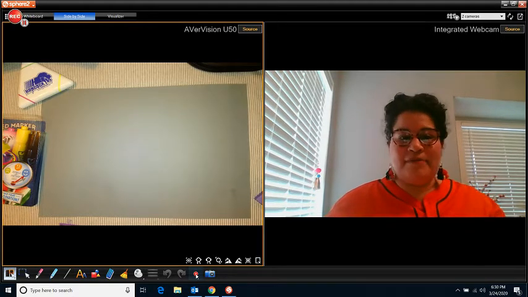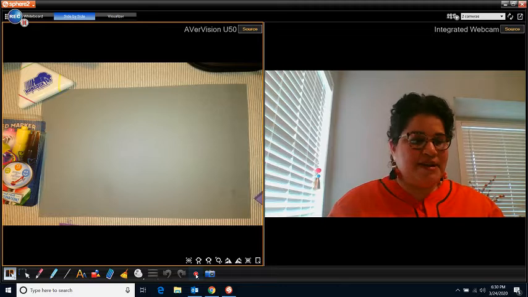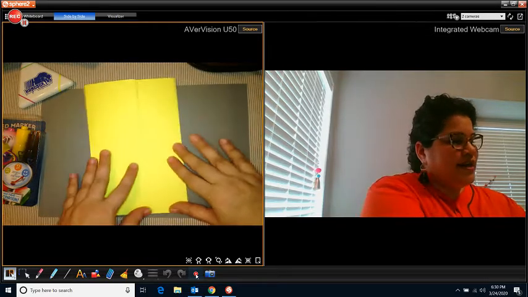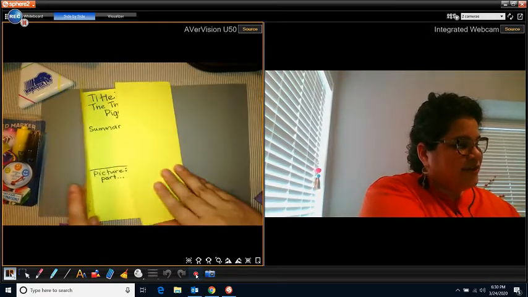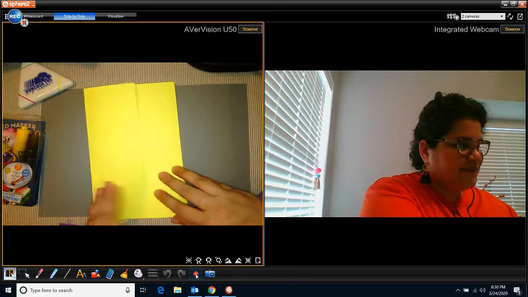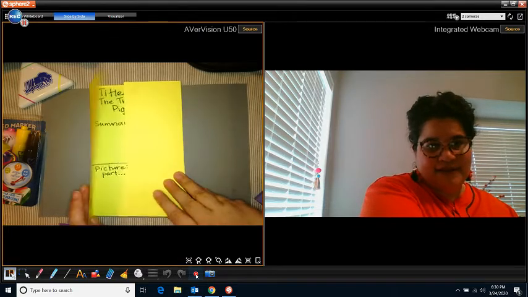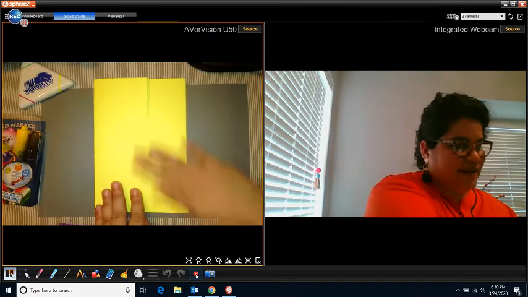So grab a piece of paper. It could be any piece of paper. It doesn't have to be special construction. It's just any piece of paper. And I want you to go ahead and fold it. It doesn't have to be this even. It's not, and this is overlapping a little bit, and that's okay.